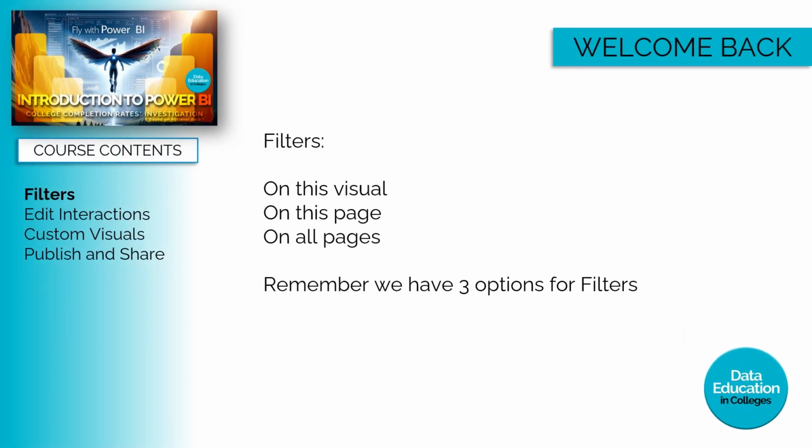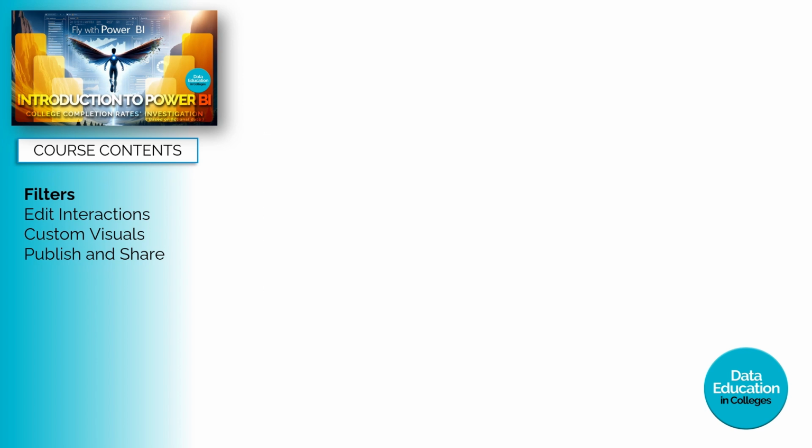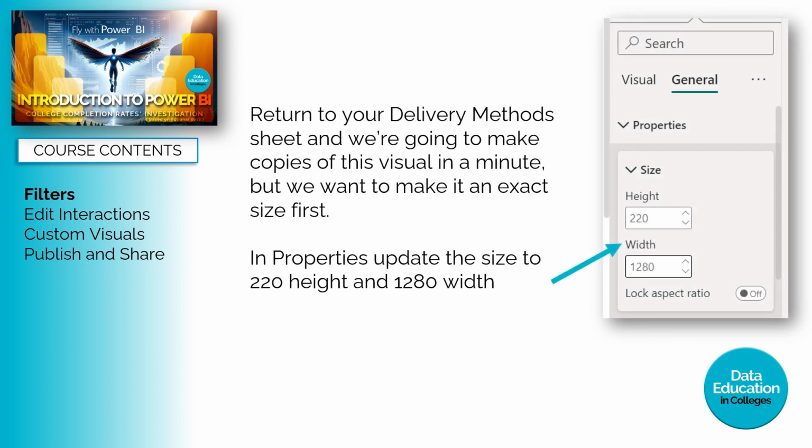So, overview on filters. Remember, we've got three versions: visual, page, or all pages. Really useful filters. So, go back to your delivery methods sheet, and we're going to make a copy of this visual, but we want to make an exact size. So, update to 220 height, 1280 width.